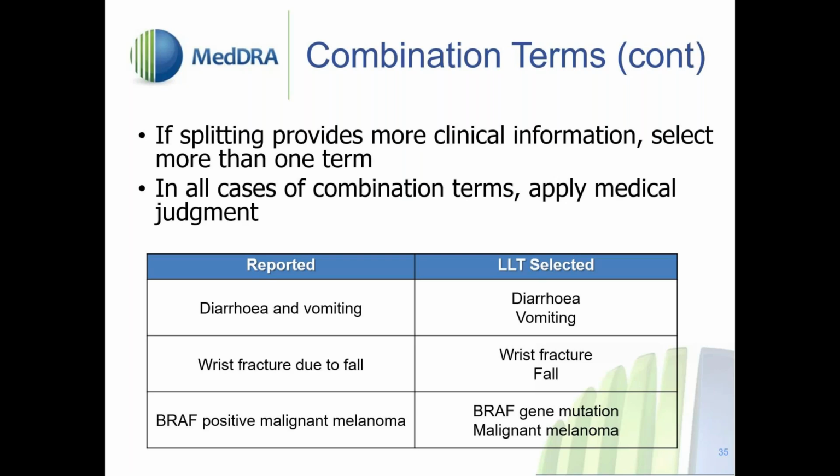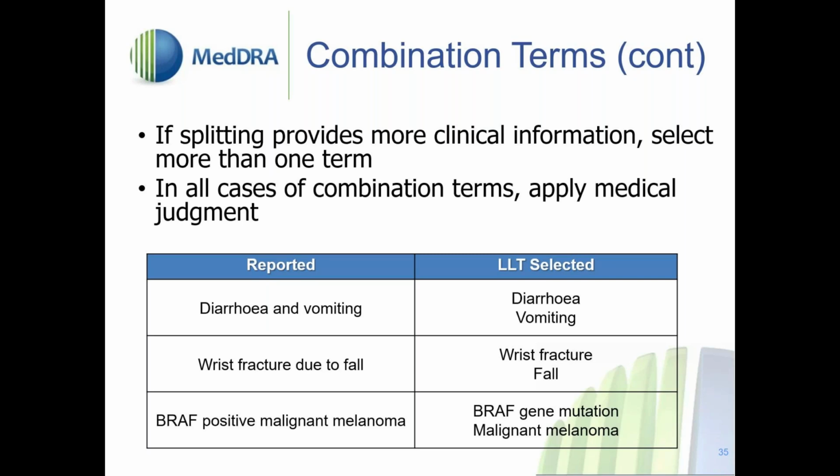you need to select more than one LLT. So for example, diarrhea and vomiting, you don't have a diagnosis here. So your approach would be to select an LLT for diarrhea and a second one for vomiting. Risk factor and fall, that's the same approach.